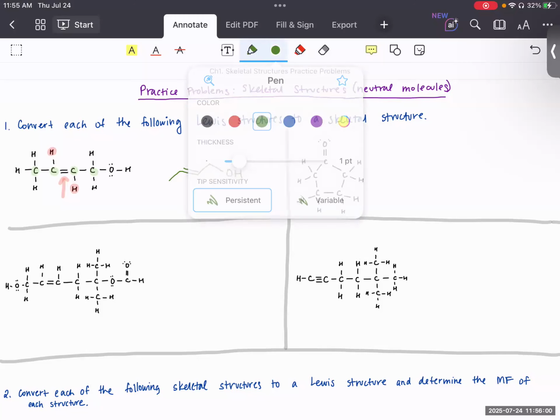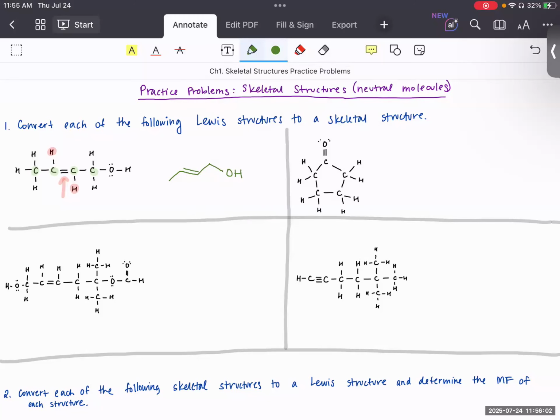All right, for this next one, we can see that we have a 5-membered ring in the middle. And so we can start off by drawing out that 5-membered ring. And again, all of those hydrogens that are on the ring are implied. We don't have to draw them out. The only thing left is to draw in that double bond to the oxygen right here. And so the final structure should look something like that.